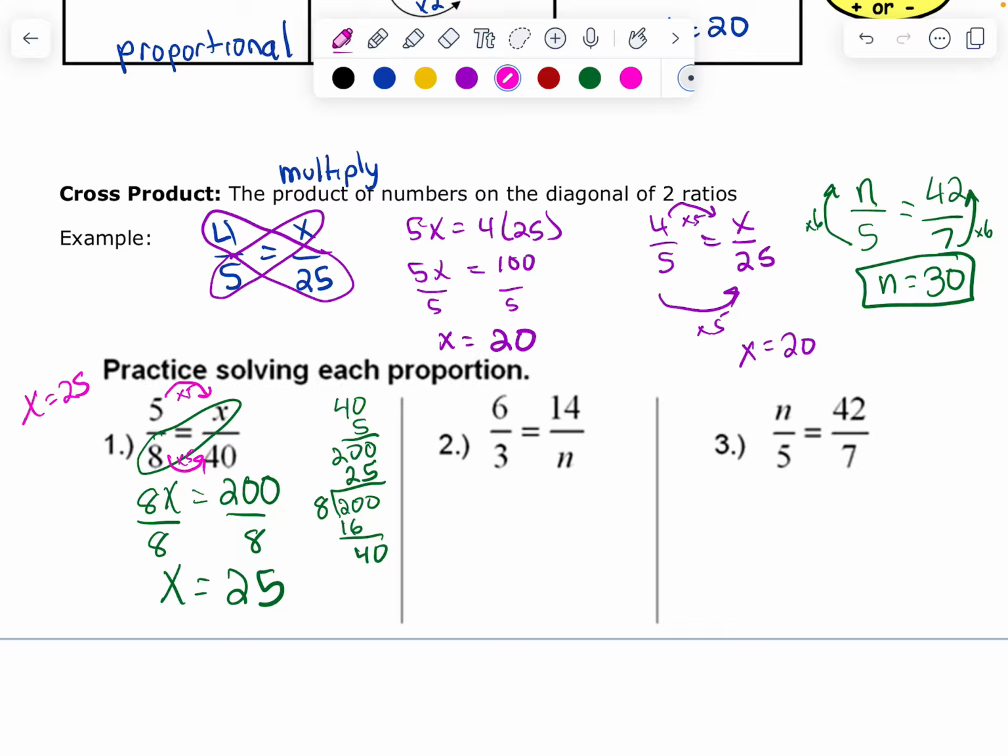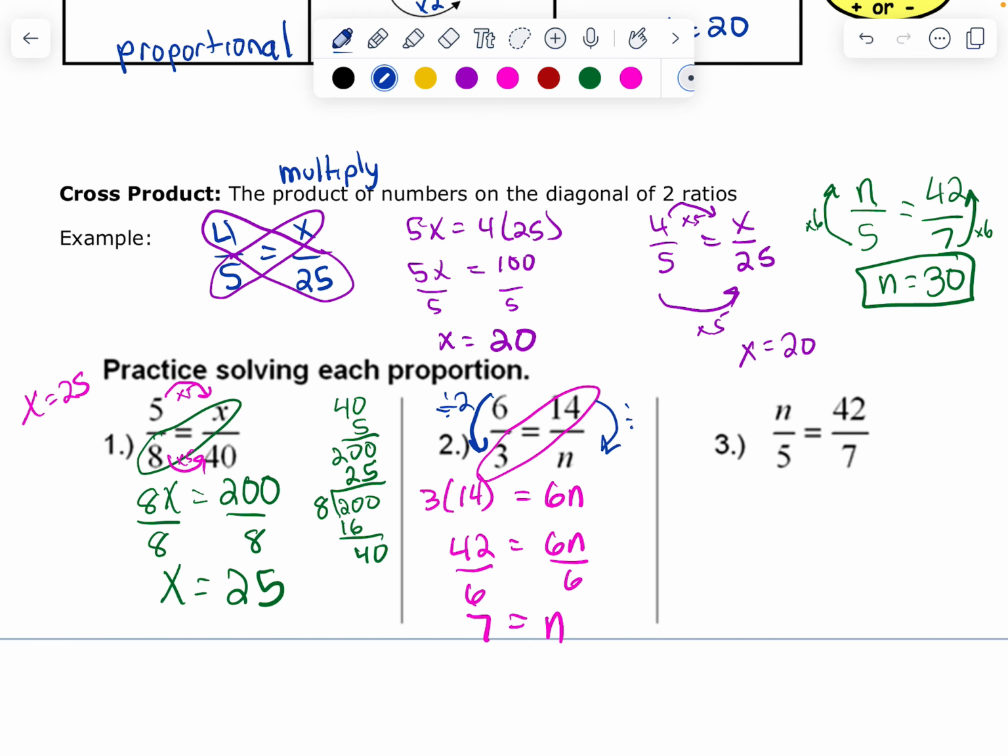Okay, if I do cross products, 3 times 14 equals 6n. 14 times 3 is 42 equals 6n. Divide by 6, divide by 6, n equals 7. I can also go here and say that's divide by 2. So if I divide this side by 2, then n equals 7.